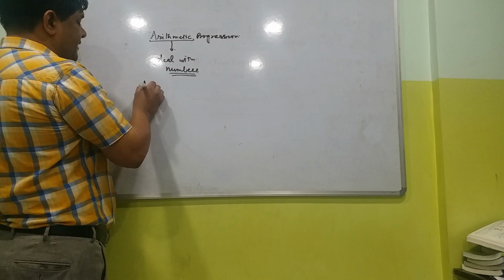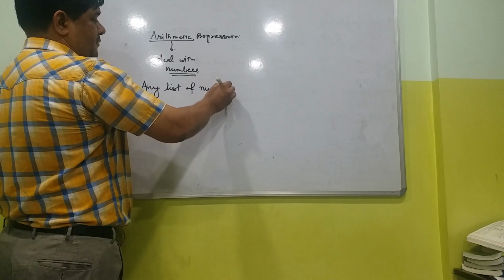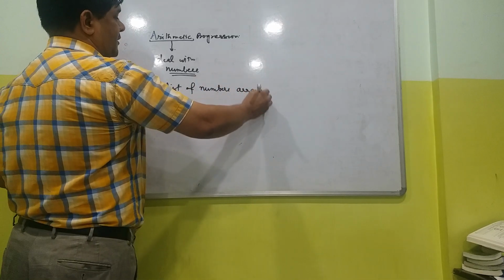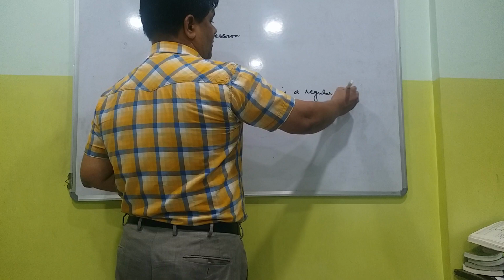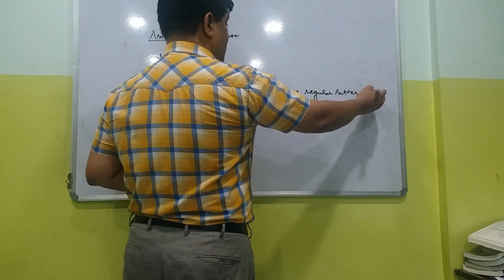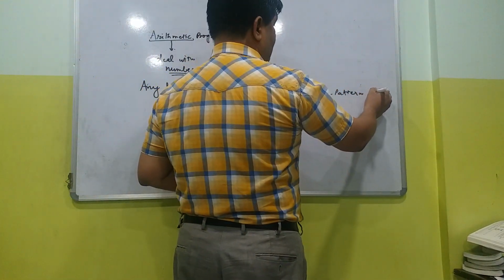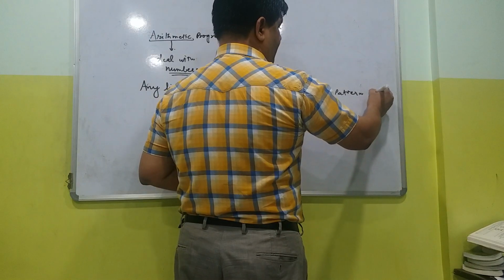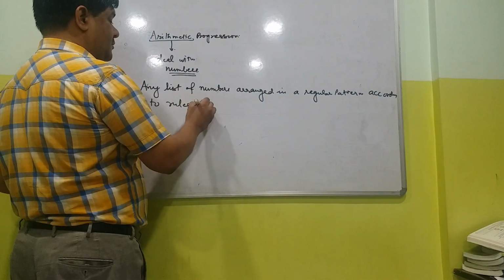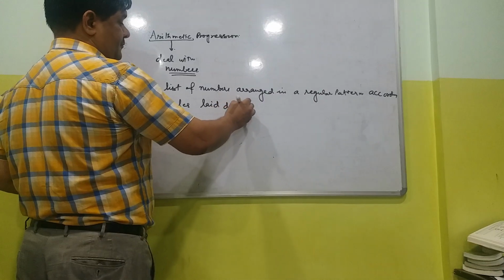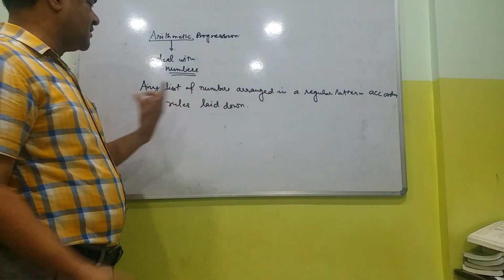So any list of numbers arranged in a regular pattern according to the rules laid down. ठीक है, any list of numbers arranged in a regular pattern according to certain rules laid down.